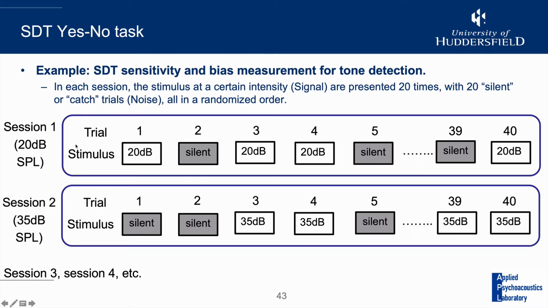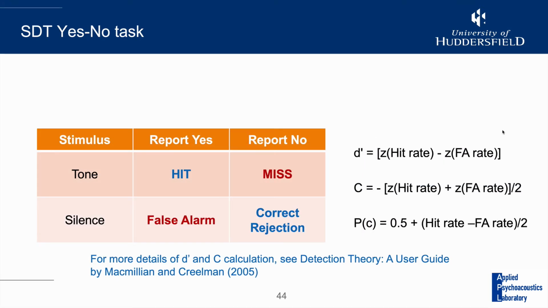After finishing this session, we move on to the second session. Then we test another stimulus selected at random, and we go through the same process again and again. Eventually we calculate the sensitivity and bias for each stimulus intensity. From the responses collected, we can calculate the hit and false alarm rates. If the stimulus was a tone and the response was yes, then it's a hit. But if the stimulus was silence and the subject still says yes, then it's a false alarm.